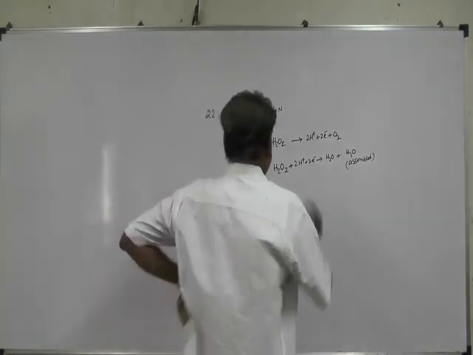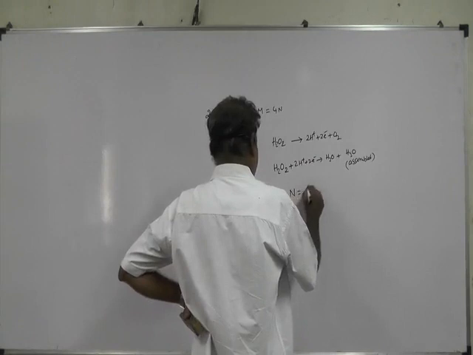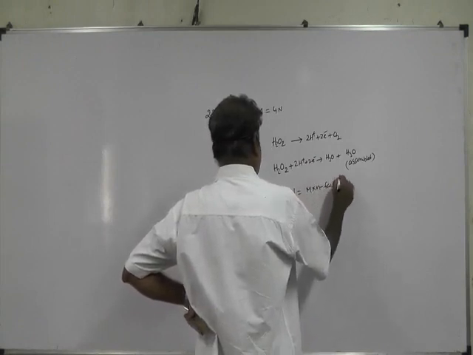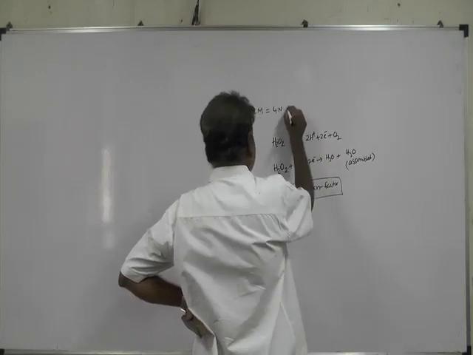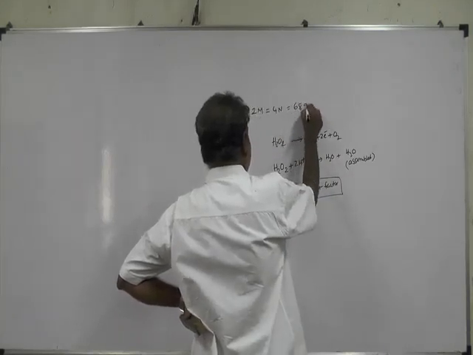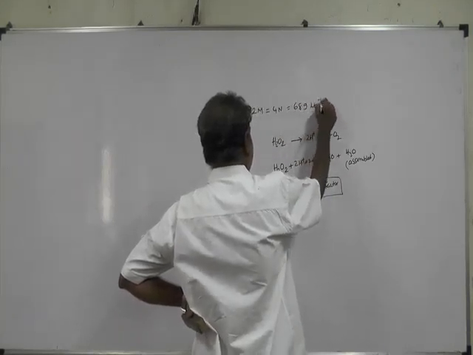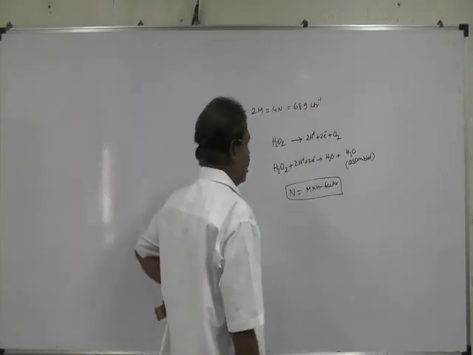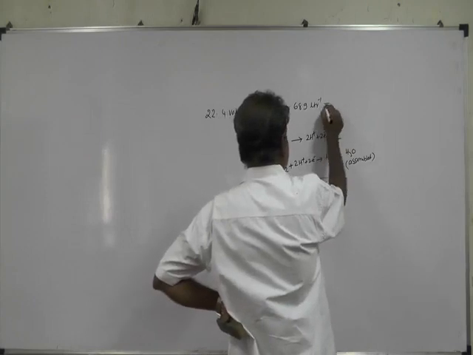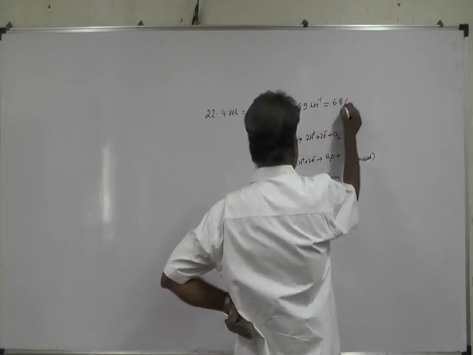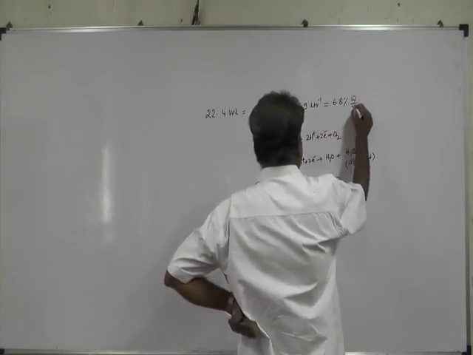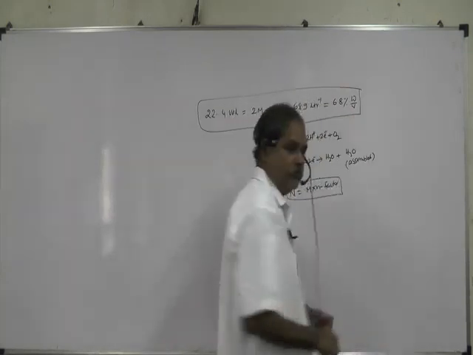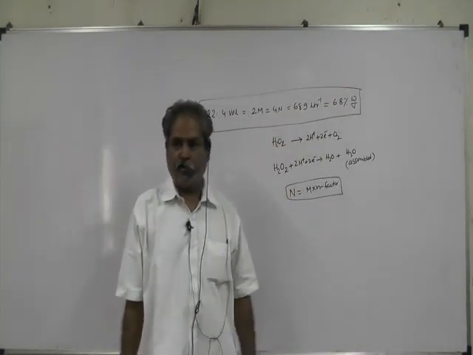Therefore, normality is equal to molarity into N factor, 4. 68 grams per liter. 2 molar means 2 moles per liter, and that is 6.8% weight by volume. Have you understood? आया समझ में ना?